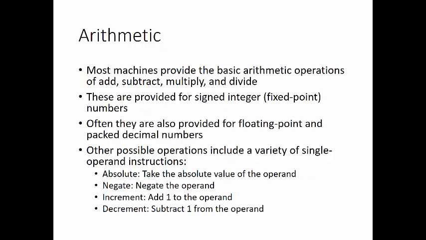Arithmetic. Most machines provide the basic arithmetic operations of add, subtract, multiply, and divide. They're provided for signed integers and fixed point numbers. Often they are provided for floating point and packed decimal numbers as well. Other operations include a variety of single operand instructions. Absolute, take the absolute value of the operand. Negate the operand. Increment, add 1. And decrement, subtract 1. Increment, interestingly, in C++ is ++, which is where C++ gets its name.